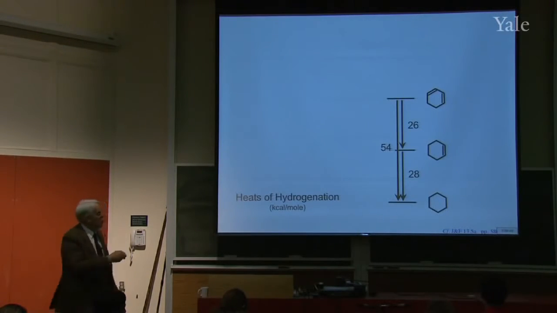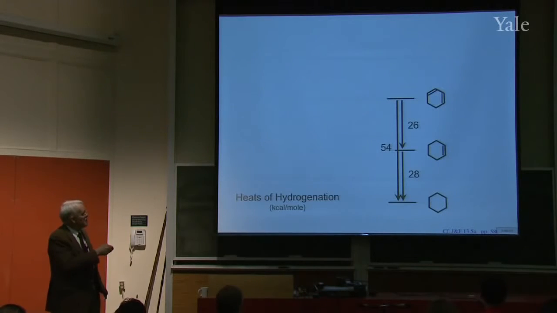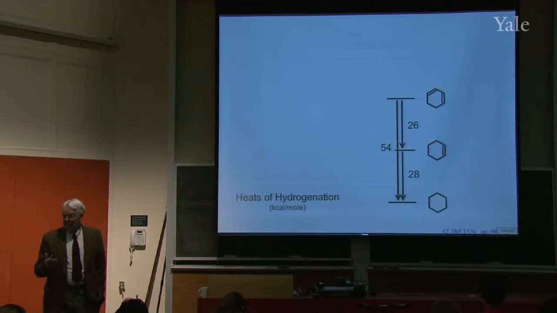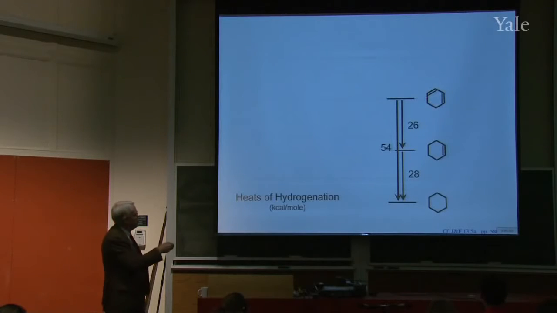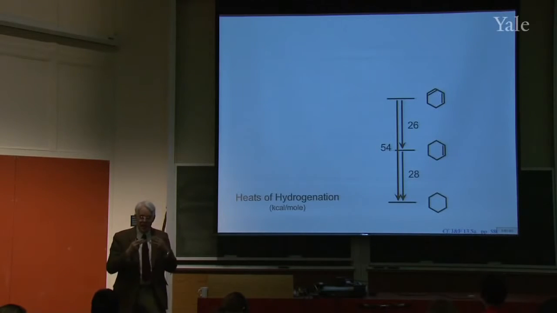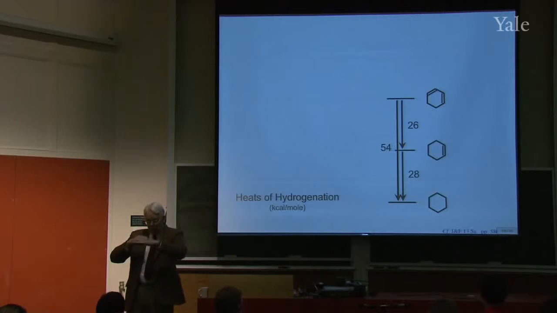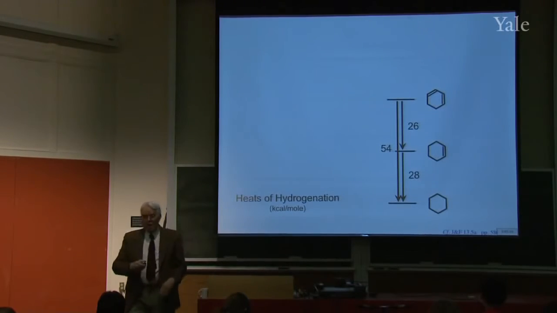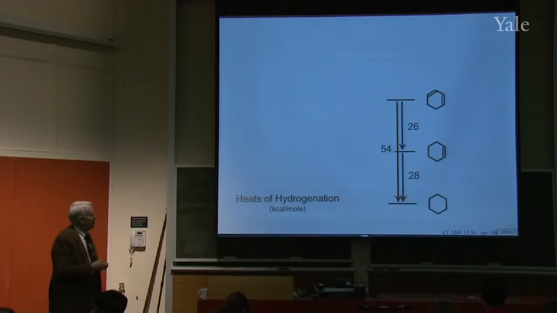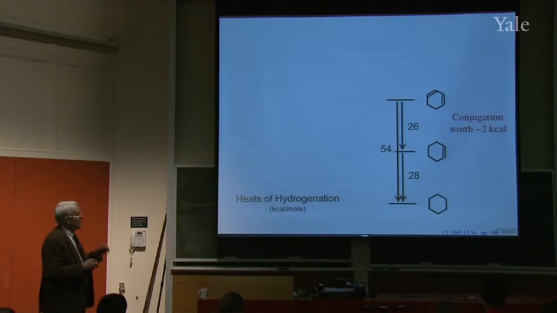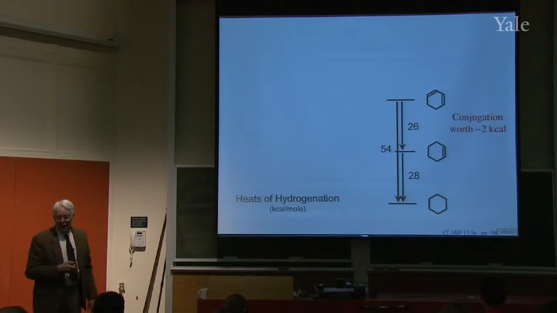Okay. So 26 isn't as big as 28. That means this was a little bit lower than we would have expected. Why? Because it's conjugated, right? It's better than just 2 isolated double bonds because they're conjugated. The lowest orbital went down a little more than the next one went up. That's what we just talked about. But that's not very much to write home about. It says that conjugation is worth about 2 kilocalories per mole by this measure, right?